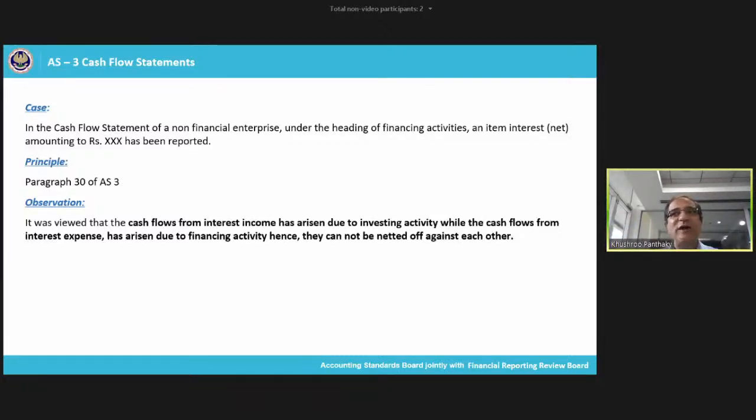It is a financial transaction, and therefore it is being called a financing activity. Interest income is an investing activity. So one is an investing activity, the other is a financing activity, and you cannot net it off. Therefore, they should not be netted off against each other. This is a very, very commonly observed error in cash flow statements. Therefore, please be mindful of this important requirement.